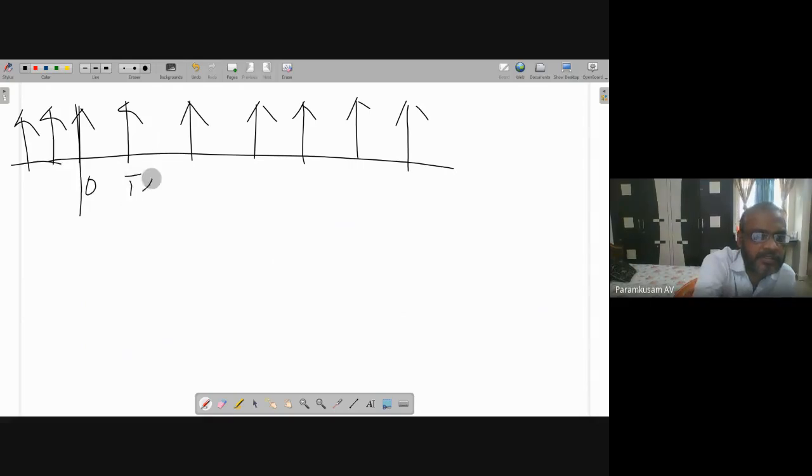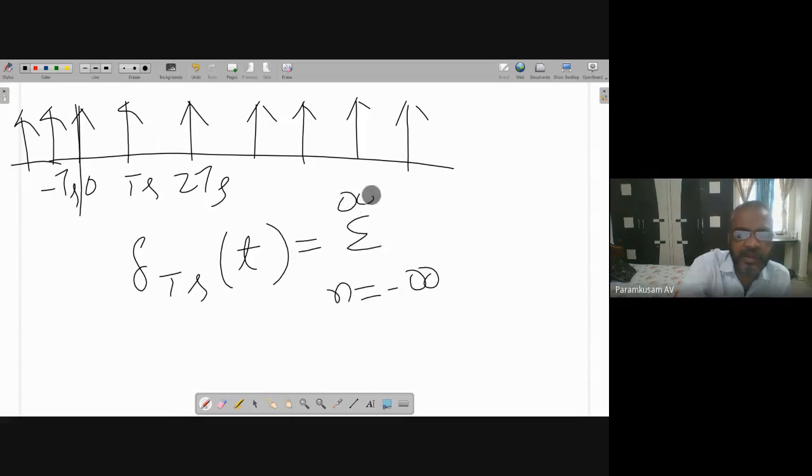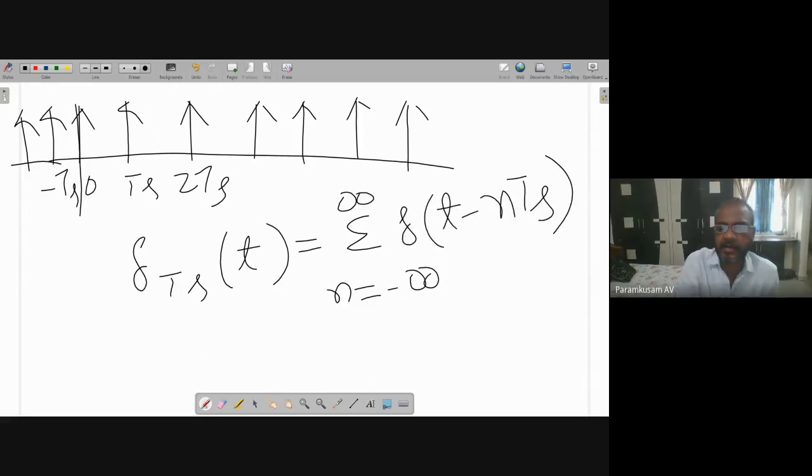Zero, Ts, 2Ts, minus Ts. This is delta Ts of t, which can be written as sigma n equals minus infinity to plus infinity delta of t minus n Ts. Okay? So like this. Suppose n is equal to 0, and delta of t.